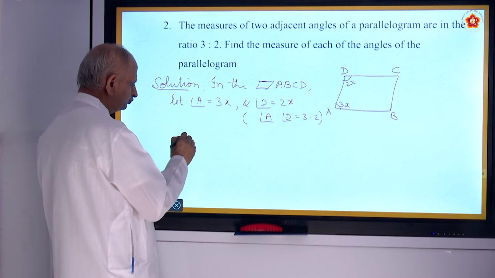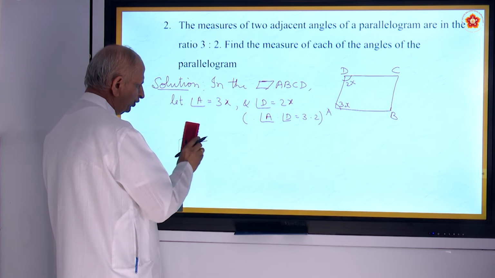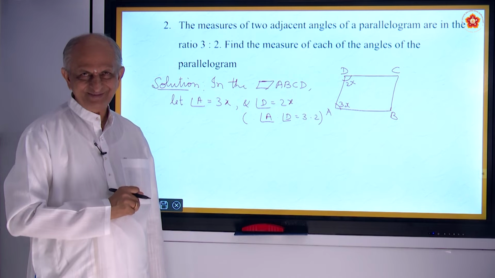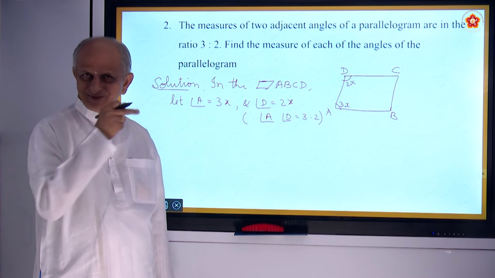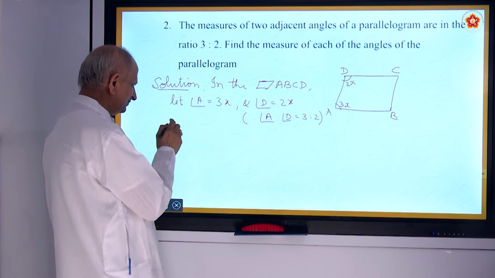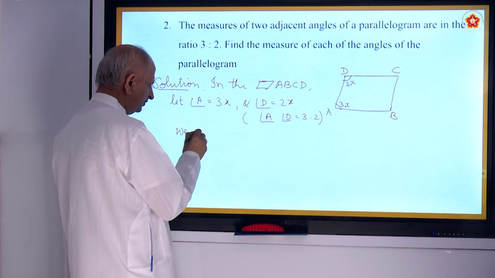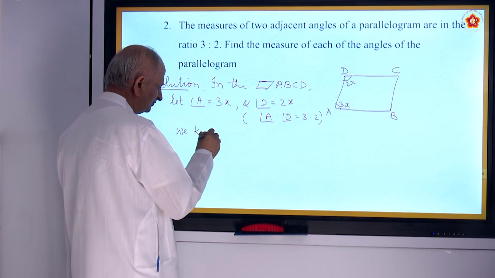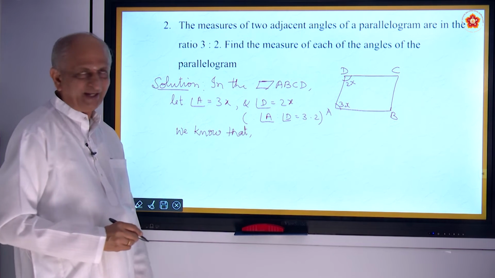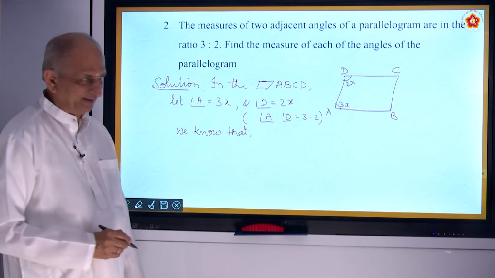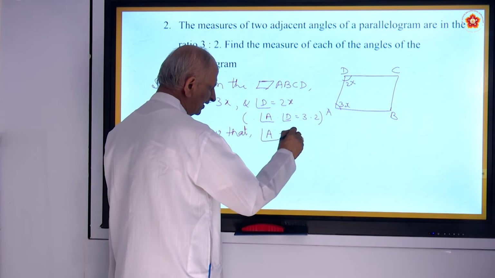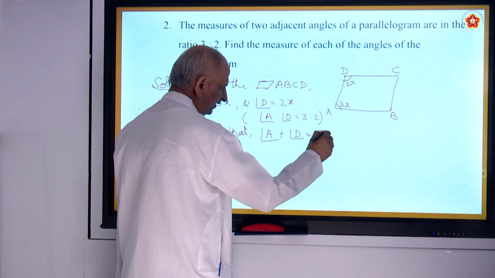Now, what is the sum of these two? Of course, some of you may say we don't know that. Even if you don't know that, now you know that. Majority will know, and that is why we are recalling here and there. So we know that the sum of the adjacent angles is supplementary, meaning 180 degrees. That is the property you have studied, right? So angle A plus angle D is equal to 180 degrees.